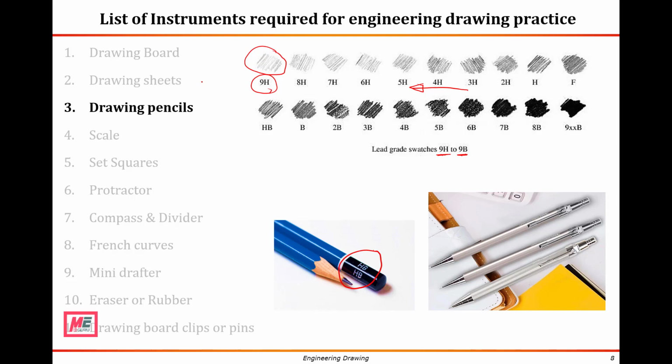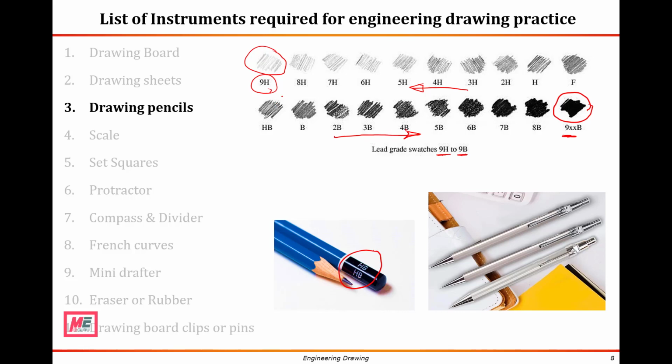Same logic applies to letter B in the designation. Higher the number before B, softer is the pencil lead. The softest pencil in this is the last one, that is 9B. Soft pencils wear out more against the drawing sheet, so these pencils were able to produce dark lines. So obviously, it is difficult to erase these lines compared to lines drawn with hard pencils.